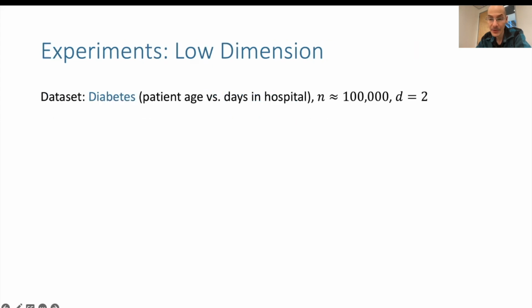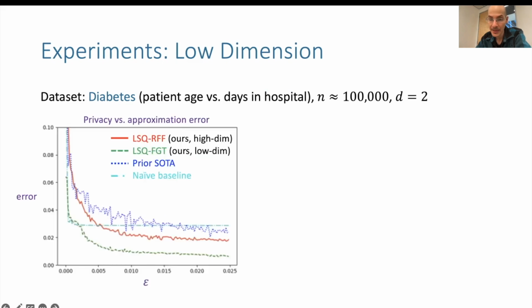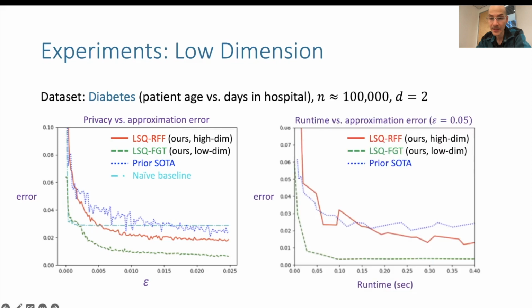Finally, let's see some experiments. Let's start with the low-dimensional case. This is the same two-dimensional dataset that we've seen before. On this plot, you can see the privacy parameter epsilon on the x-axis versus the KDE approximation error on the y-axis. And on the right plot, you can see the mechanism running time on the x-axis versus the error on the y-axis. Our mechanisms are compared to prior state-of-the-art and to a naive baseline. And as you can see, indeed, our low-dimensional mechanism has the best performance for this low-dimensional dataset.